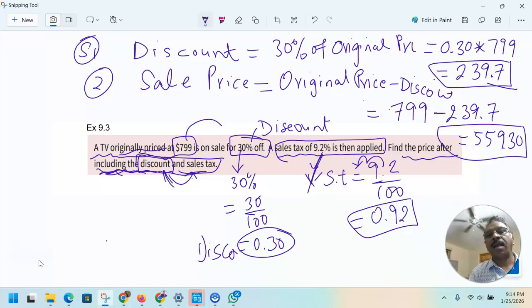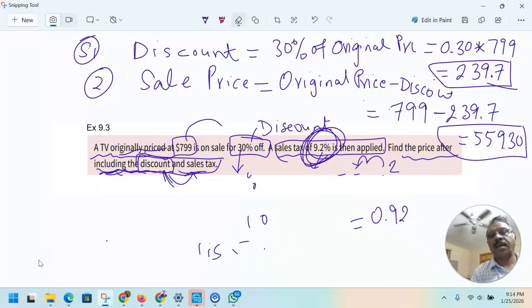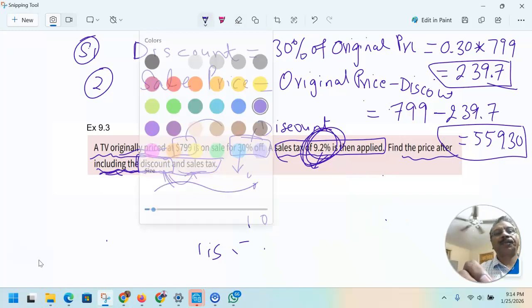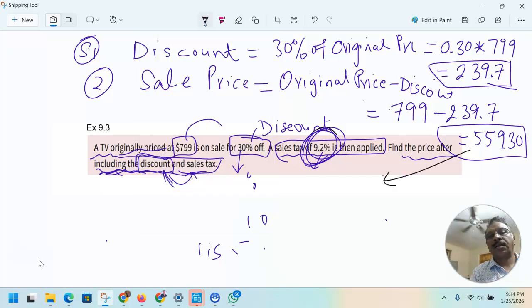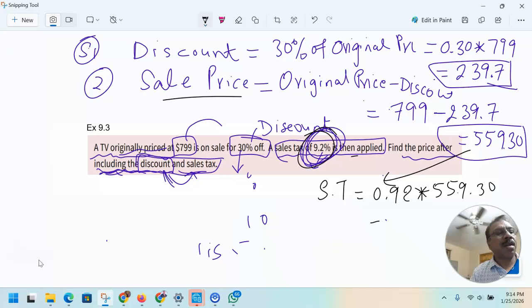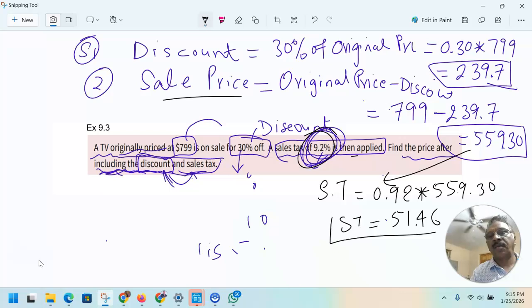But then you need to figure out there's a sales tax. So this is what you're supposed to do. Let me wipe this up so I'll make room to write here. Sales tax is given. So sales tax is 0.09 because that is what we did, right? Times the sale price, which is 559.30. Working this, you will end up getting 50.34. So this is your sales tax.